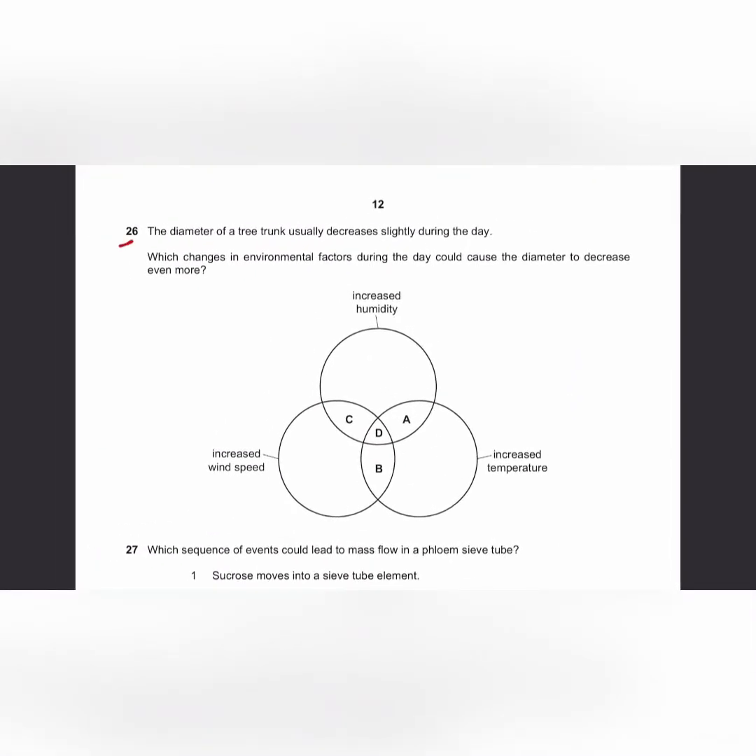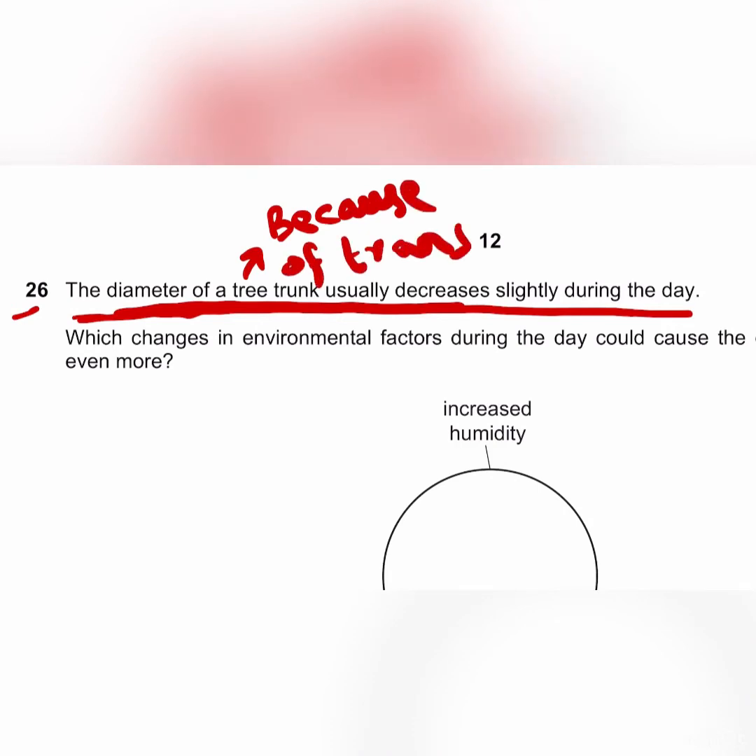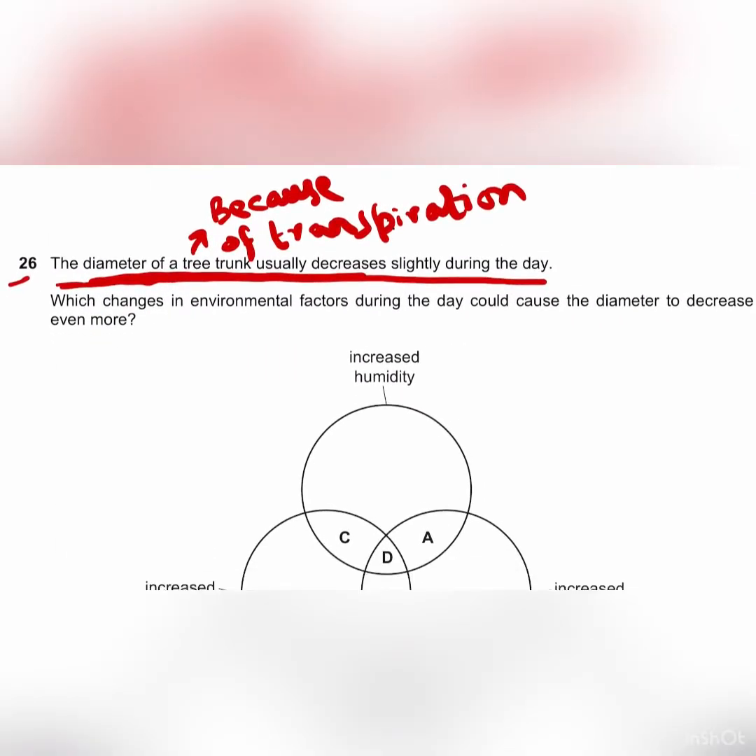MCQ number 26. The diameter of a tree trunk usually decreases slightly during the day. Guys, remember that the tree trunk diameter decreases because of transpiration. Always remember that transpiration is occurring during the day, and this transpiration generates a transpirational pull which pulls the water up the xylem vessels. As the water is pulled up the xylem vessels, a tension, cohesion tension, is created in the xylem vessel, which causes the xylem vessel to narrow down, and the tree trunk diameter decreases. Always remember that the higher the rate of transpiration, the more the diameter of the tree trunk decreases, right?